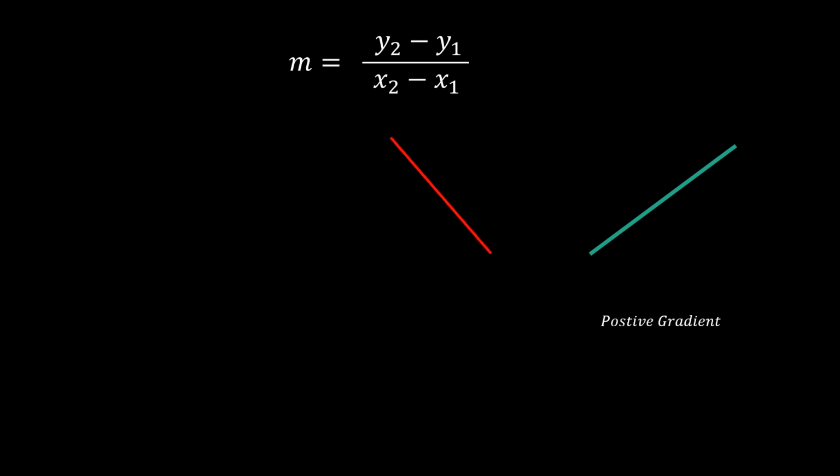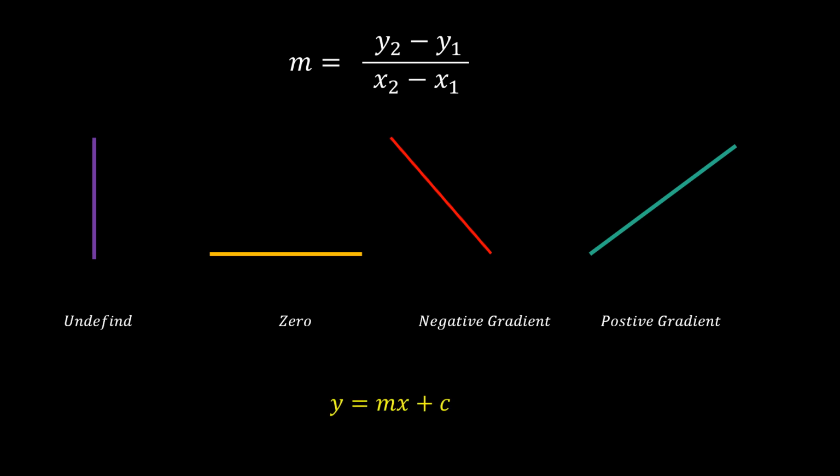All right, so in this video, we talked about the gradient and how to find it, which is by finding the ratio of the rise and run, which is (y2 - y1) over (x2 - x1). An upward line has a positive gradient. A downward line has a negative gradient. A horizontal line always has a gradient equal to 0. And the vertical line has no gradient, or it's undefined. And the formula of the equation of the line is y = mx + c.